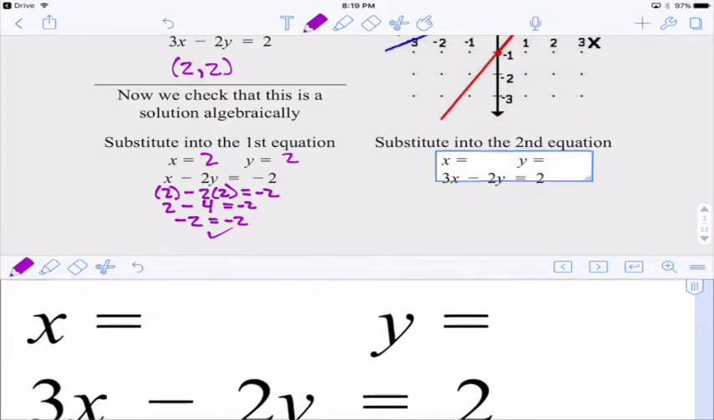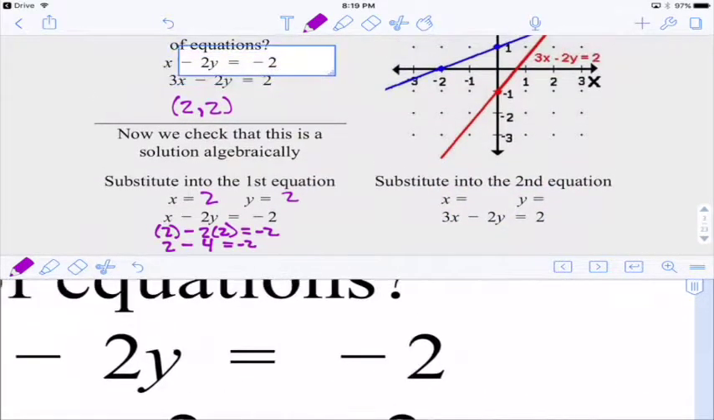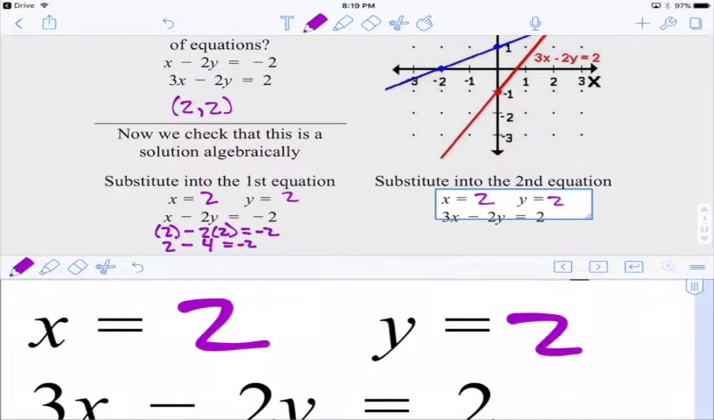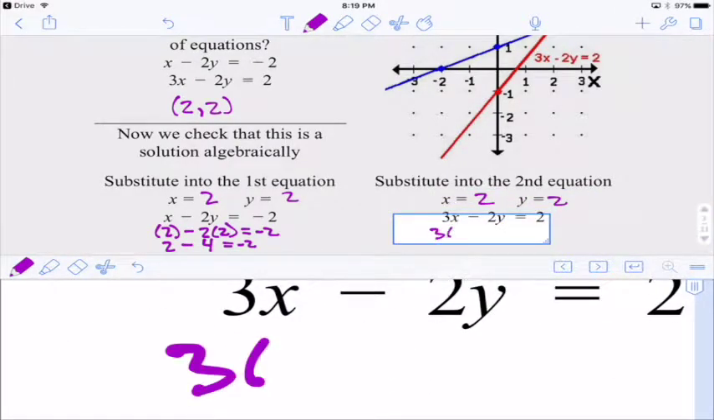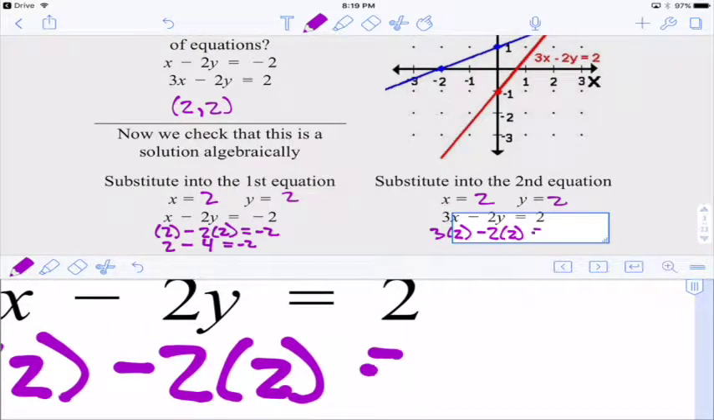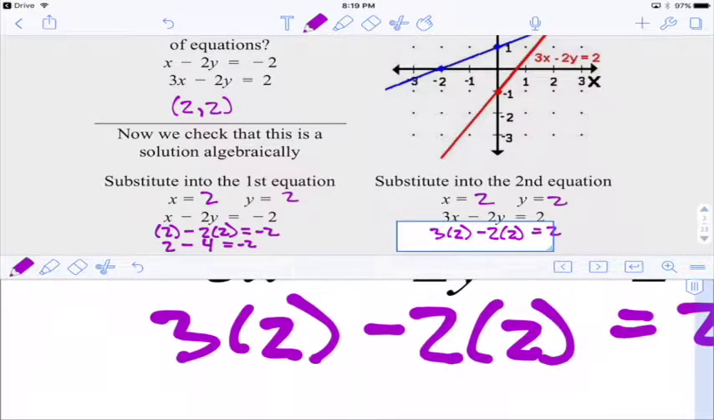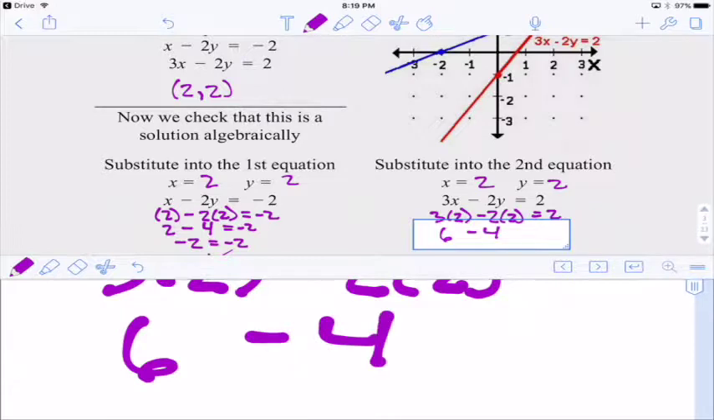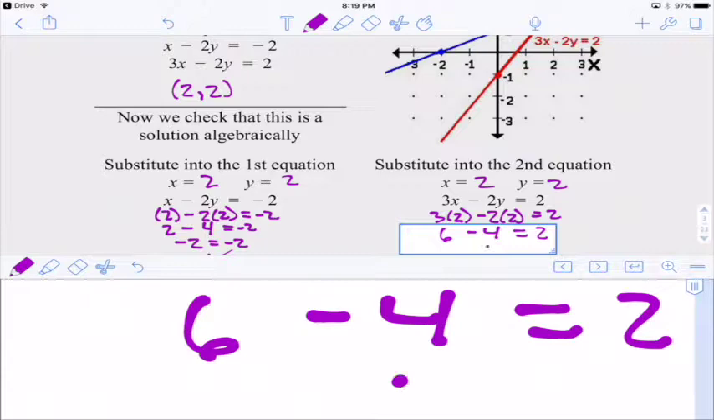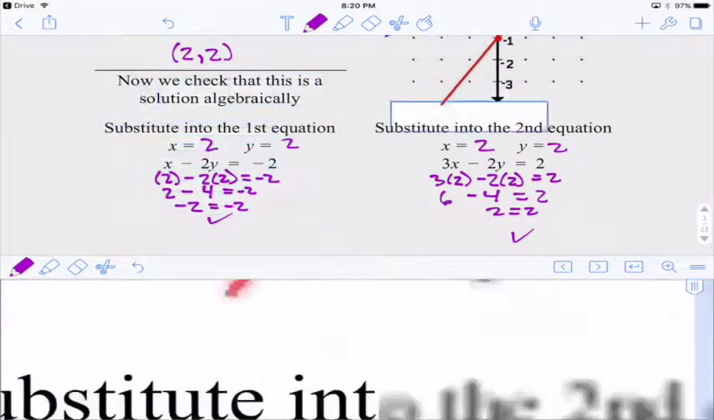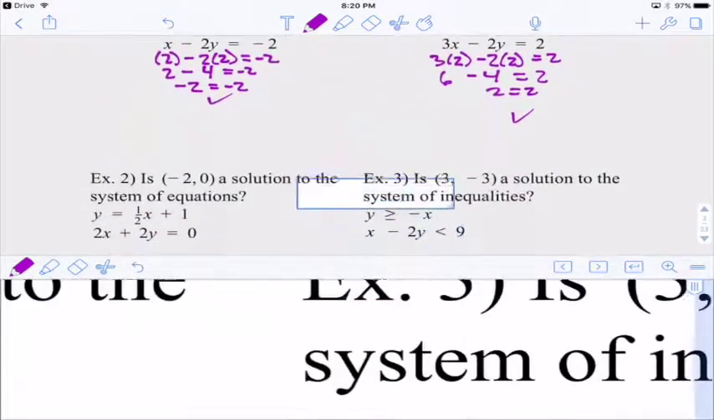Now I want to check it in the second equation, right? That was the first equation. Now I have to check it in the second, right? It has to work for both. So this is 3 times 2 minus 2 times 2 equals 2. 3 times 2 is 6. 2 times 2 is 4. And that's good. 6 minus 4 is 2. 2 equals 2. That works. Since it works in both equations, we know that this is a solution.